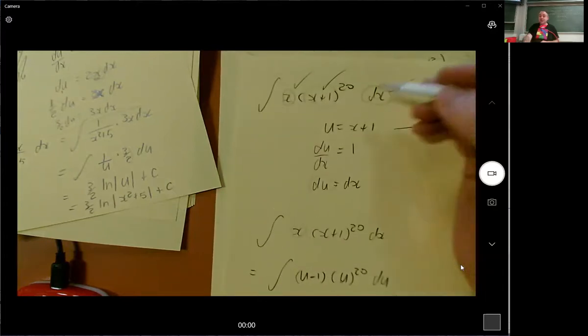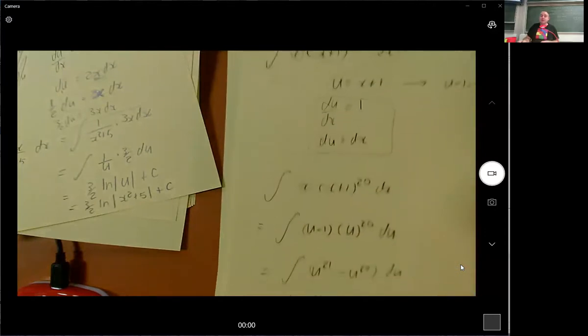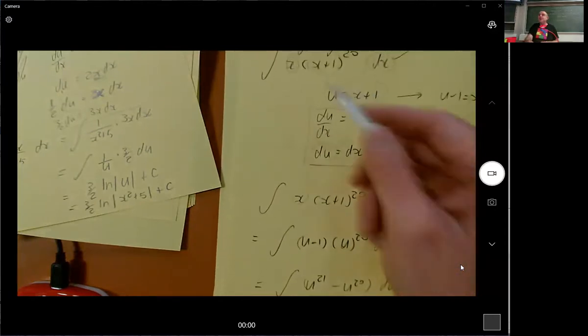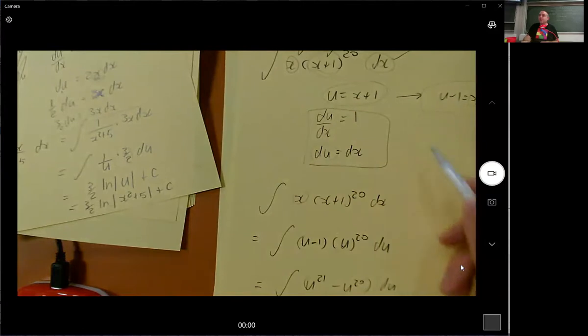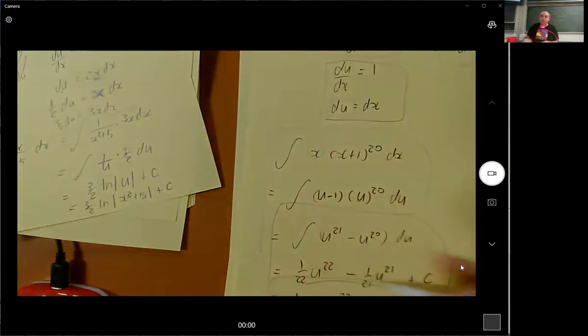You choose something that's on the inside, you call it u, you deal with the du and the dx. Then you look to see if you've covered all the bits, and if there's anything left over, you rewrite. And then you sub it all in, and then you integrate, and then you put the x's back. So it always has those bits. There's a lot of them, but knowing that they're there is a useful thing.